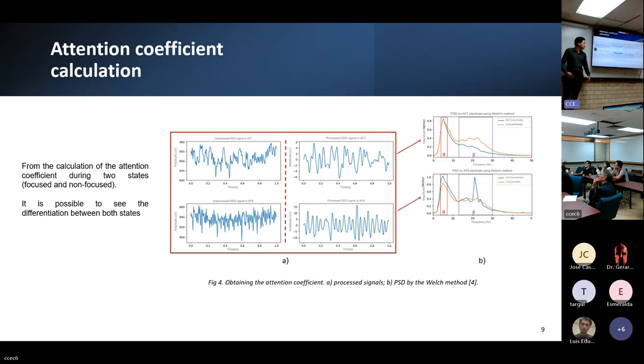Okay, once we obtain this magnitude, we ask the participants to execute two concentration tasks. It was in a paper. And then we ask them to execute a relaxation time, to say it in a similar way. Within this task, we record them to obtain both states, relaxation and concentration. And as you can see in the left graphs, the theta ratio decreases in a concentration state, while the beta magnitude increases in this state.